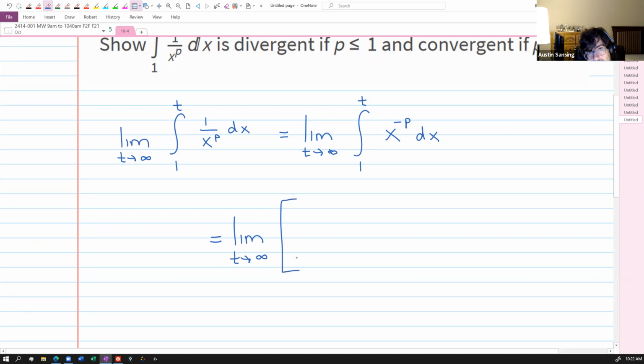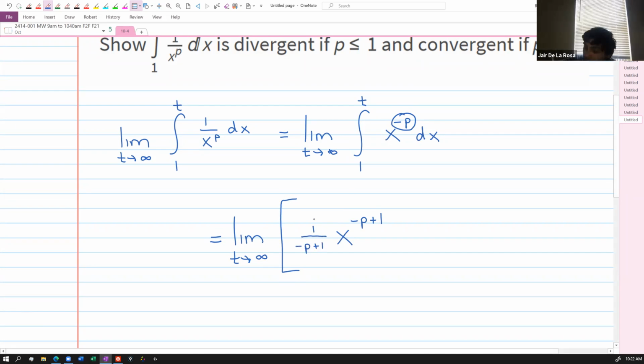Negative x to the negative p plus 1. Okay, so you're going to take this power and add 1 to it, so we have x to the negative p plus 1. Okay, I agree with that. What has to go out front? It'll be 1 over negative p plus 1. That should be the antiderivative.